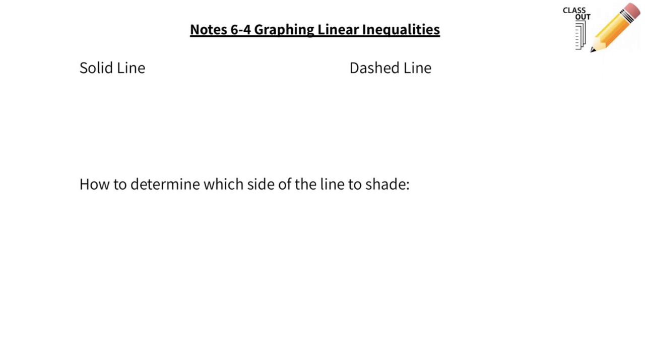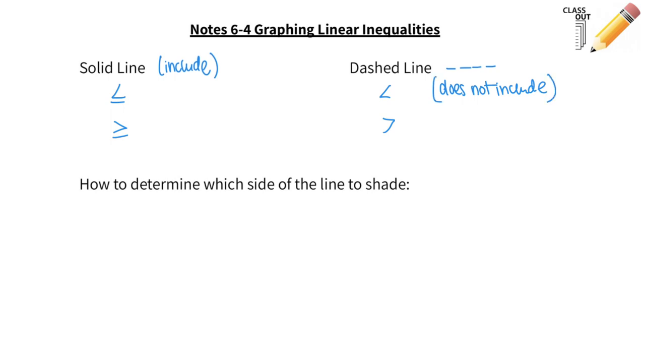We use a solid line when we have the symbol less than or equal to or greater than or equal to. When we have that line underneath, we use a solid line that includes all the points on the line. And we use a dashed line, which would look like this, if we have a less than or a greater than symbol. This means it does not include the points on the line.